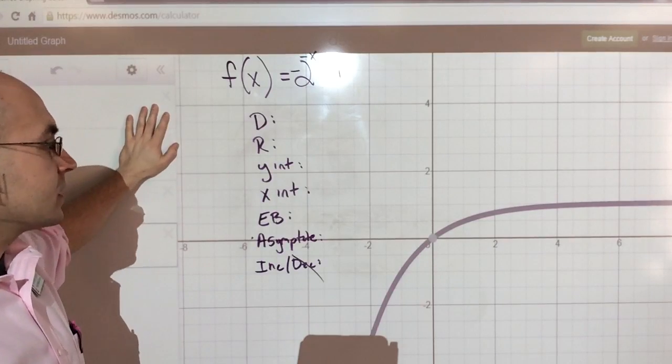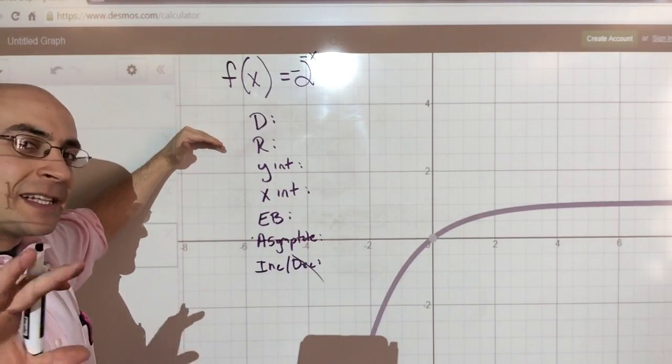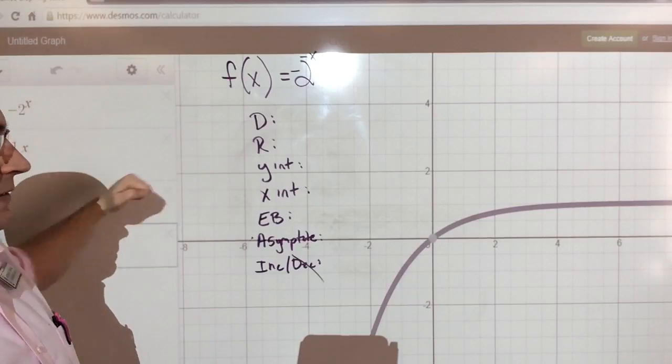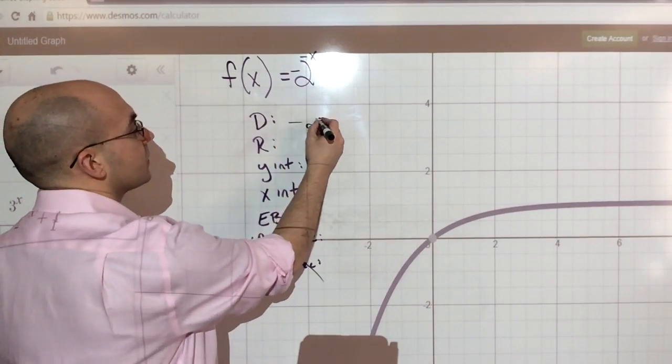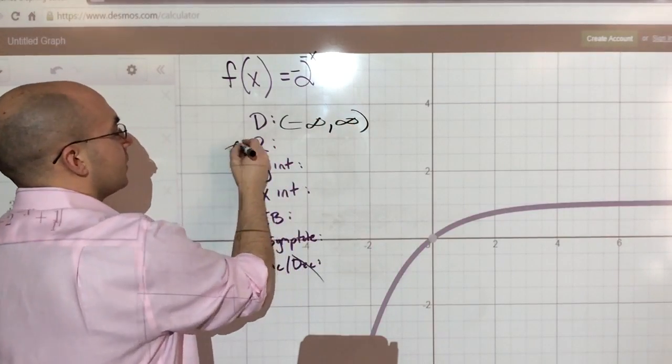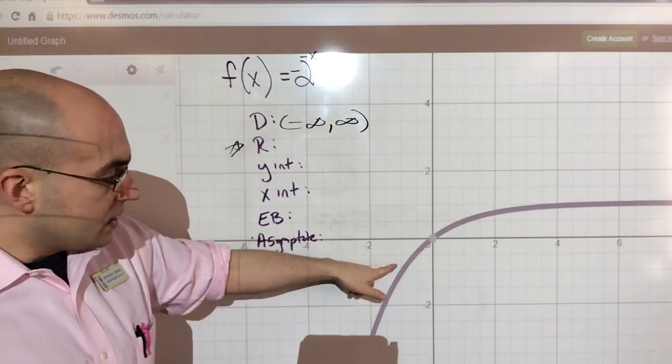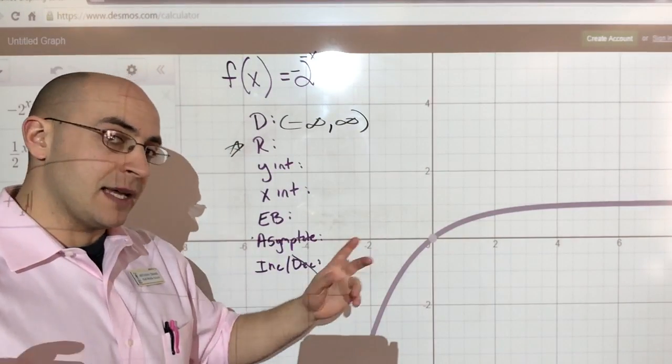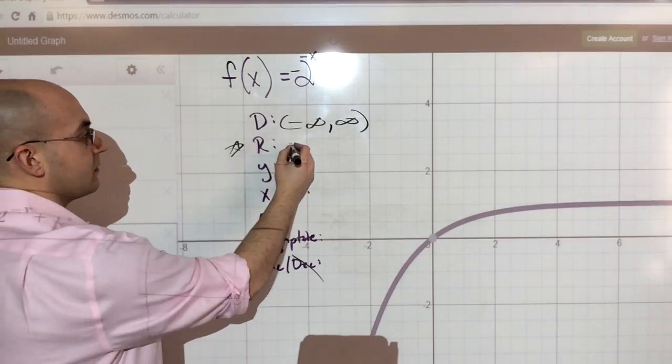Let's go with the characteristics. The domain typically will never change here. There will always be negative infinity to positive infinity. The range, however, has changed significantly. This function will go down forever, so the lowest value here is negative infinity.